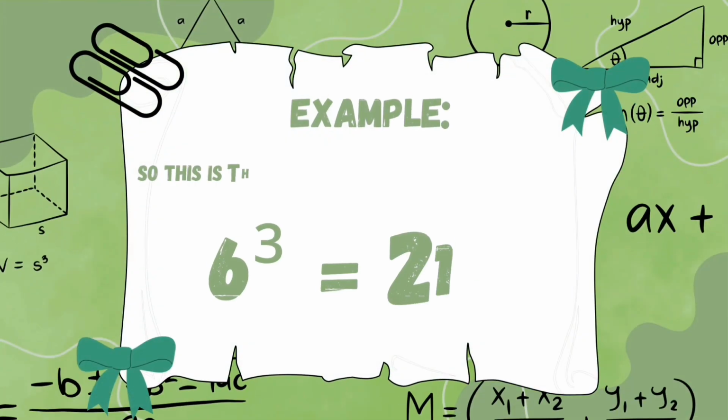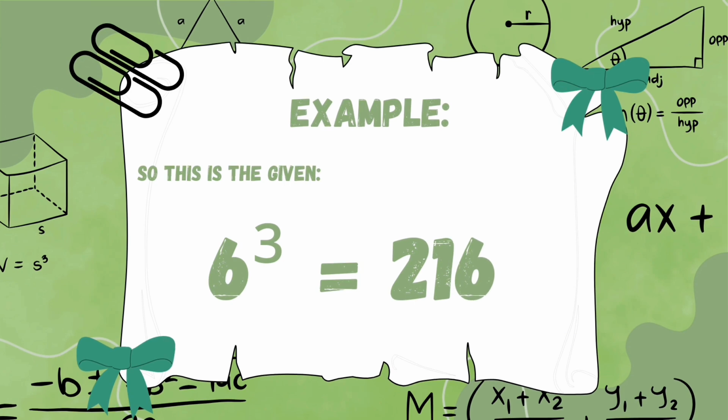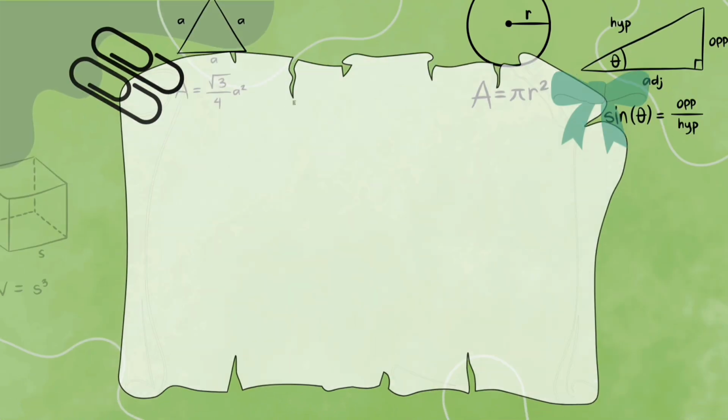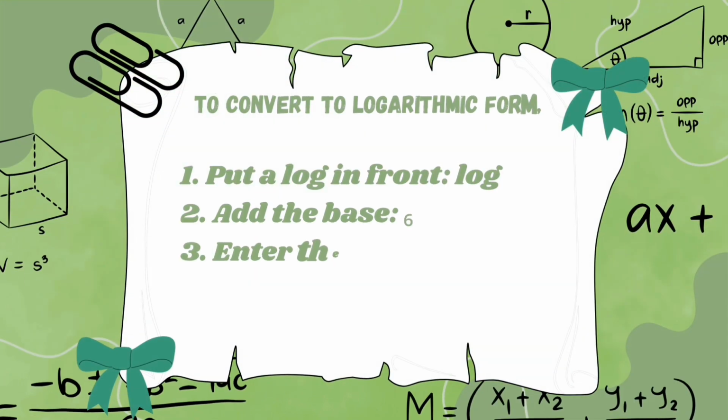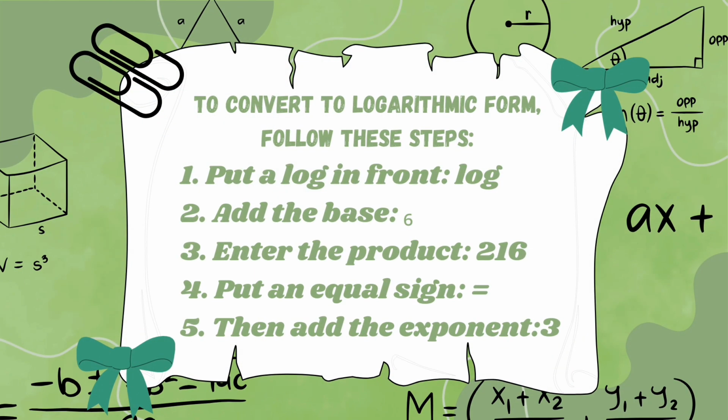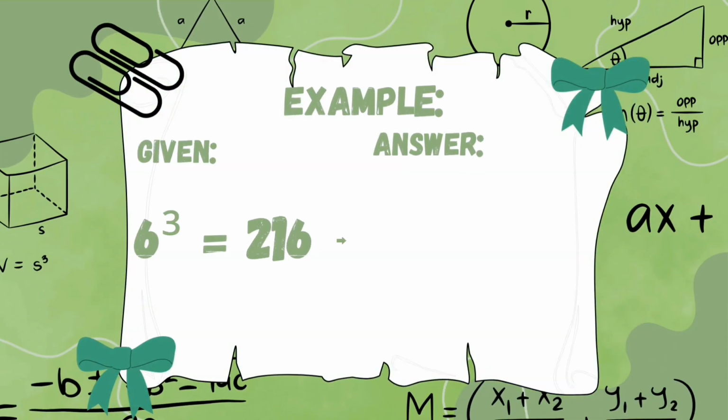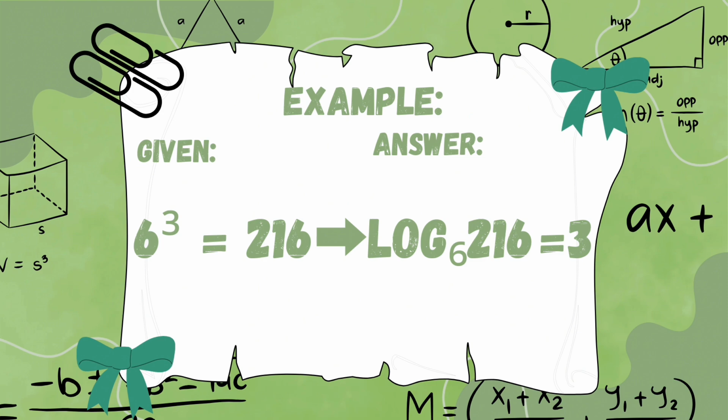For example number 1, the given equation is 6 to the power of 3 equals 216, where the base is 6 and the exponent is 3. To convert to logarithmic form, follow these steps. Put a log in front, the base is 6, enter the product 216, put an equal sign, then add the exponent 3. Putting this together, we get the answer: log base 6 of 216 equals 3.